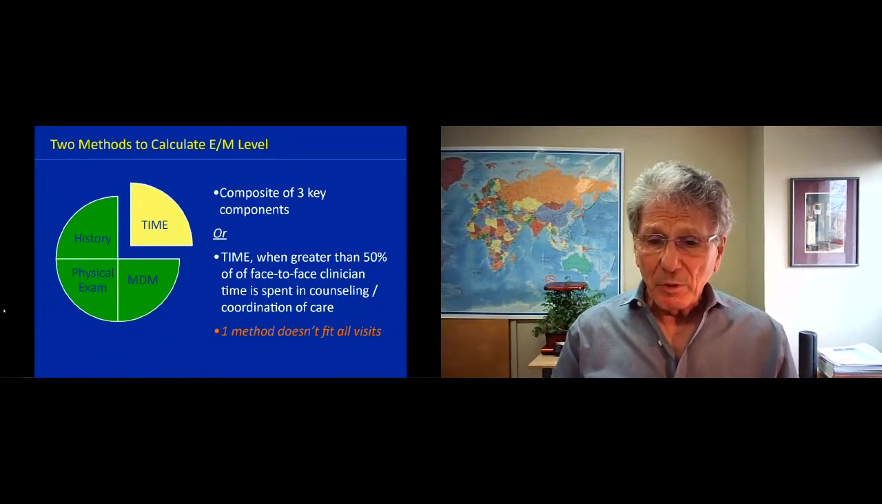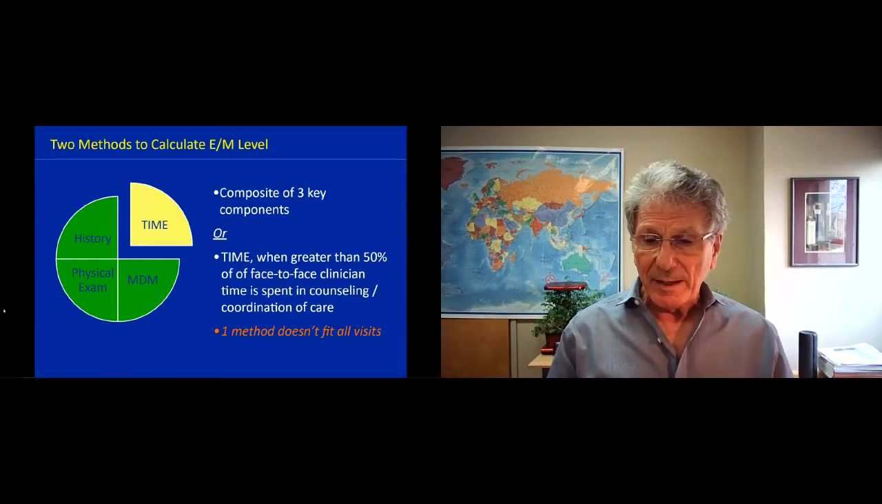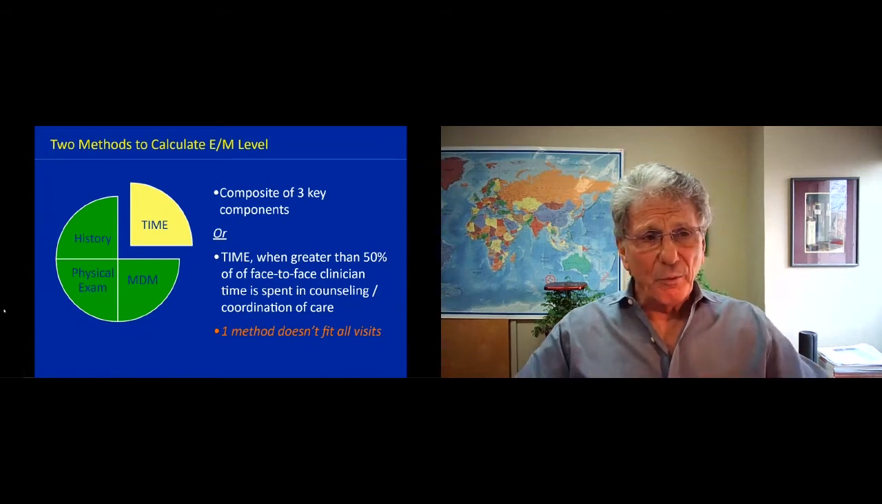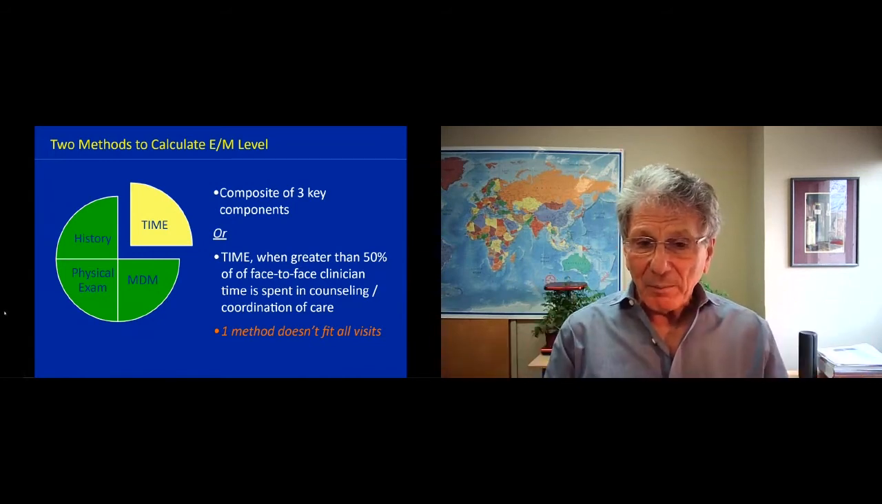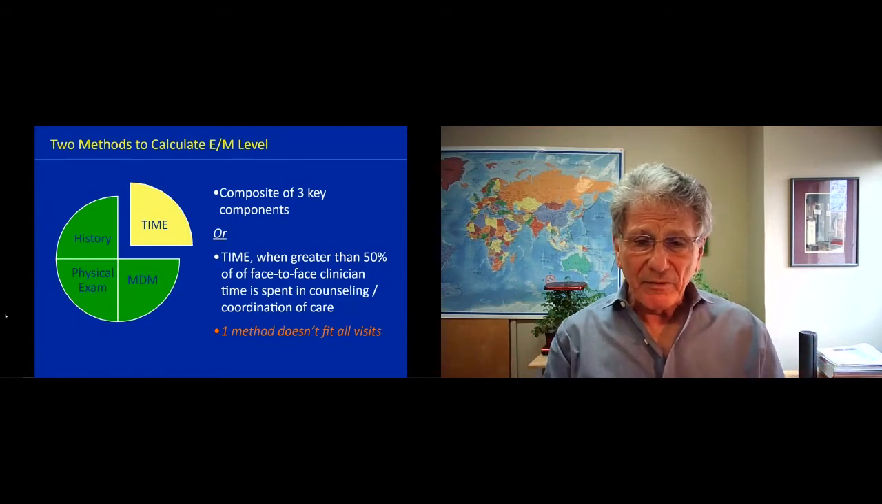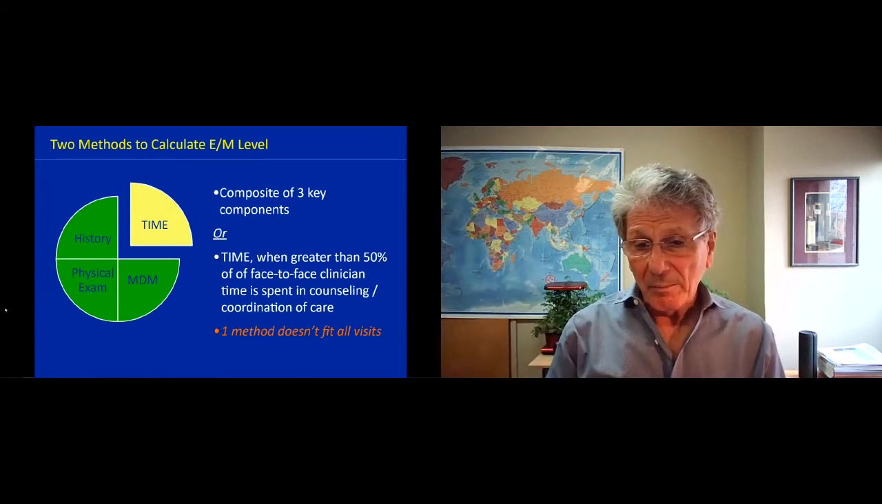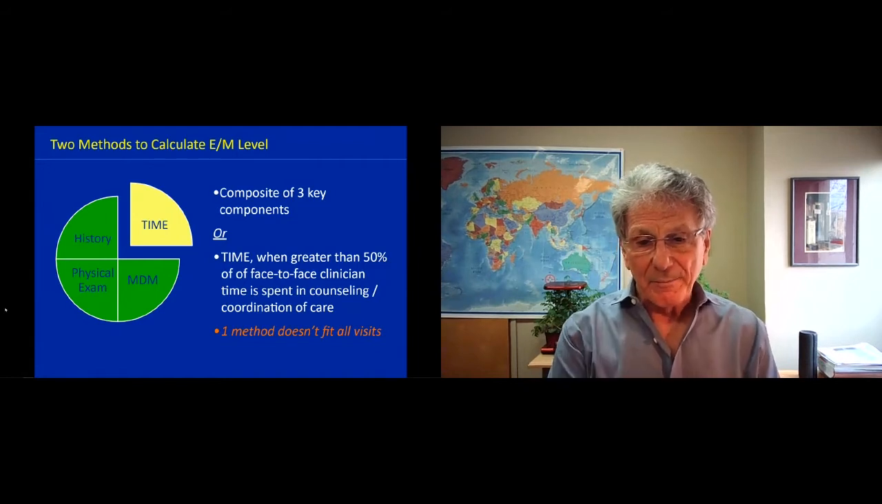Time could be used based on face-to-face time between a patient and a clinician, but at least half of that visit had to be spent in counseling. Okay, it was one or the other. And the reality is that in most family planning clinics, most visits were built on the basis of time. Just because, as things have evolved over the years, we're doing less and less of physical exam, more and more of medical decision-making and counseling and so on. And so therefore, you actually could choose a higher level of E&M code based on time. So that's the way it used to be. Next slide.